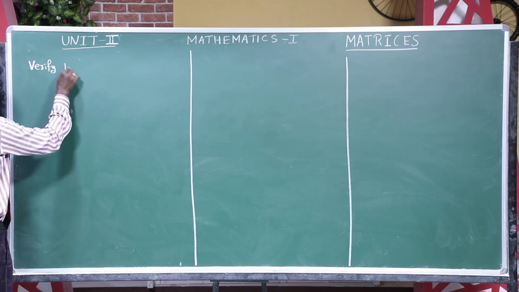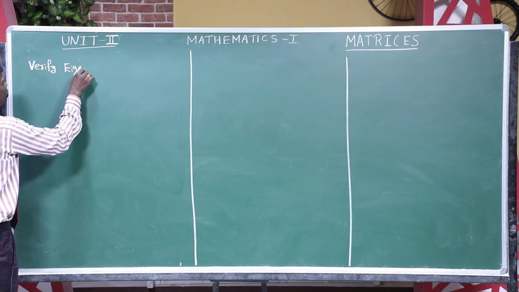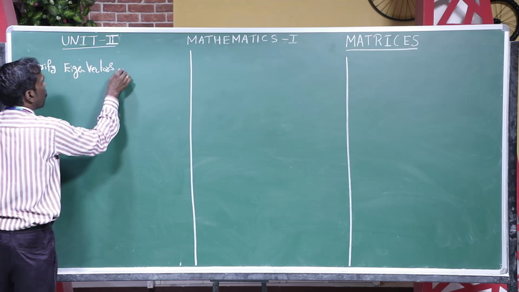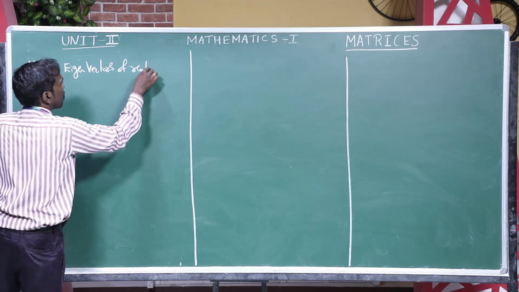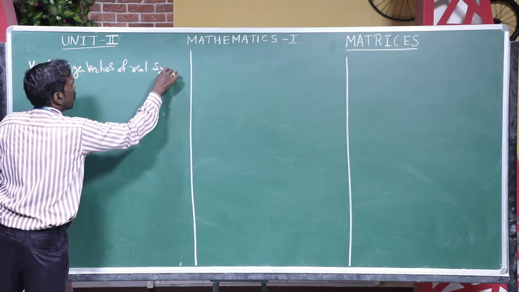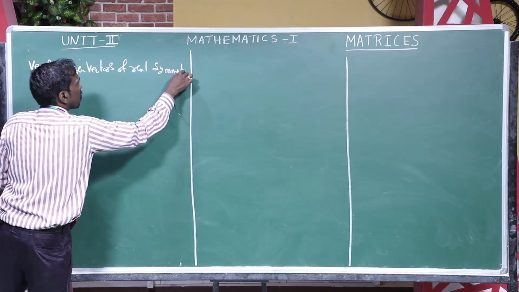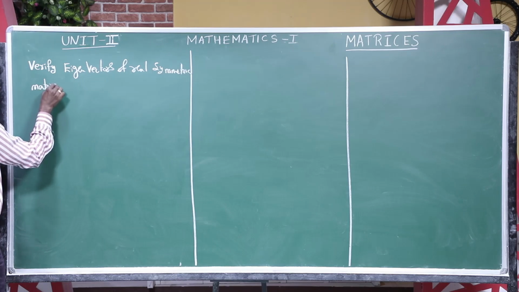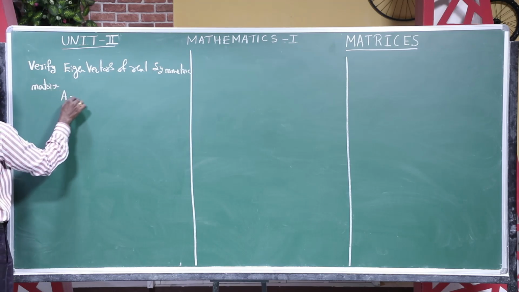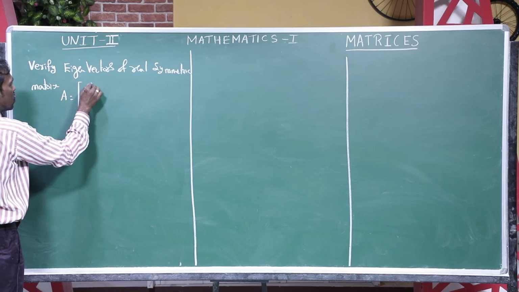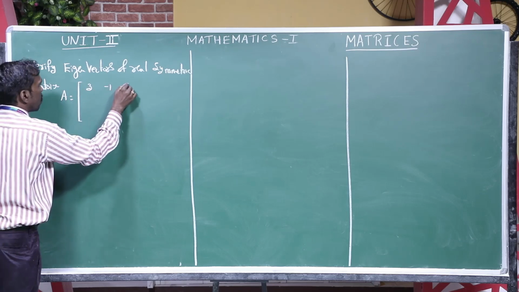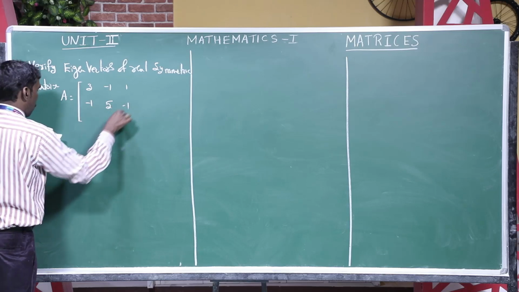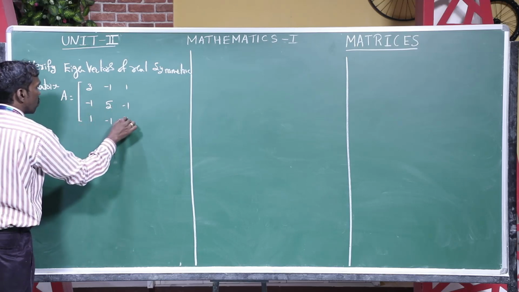Verify eigenvectors of a real symmetric matrix. Here A is given: 3, minus 1, 1; minus 1, 5, minus 1; 1, minus 1, 3.